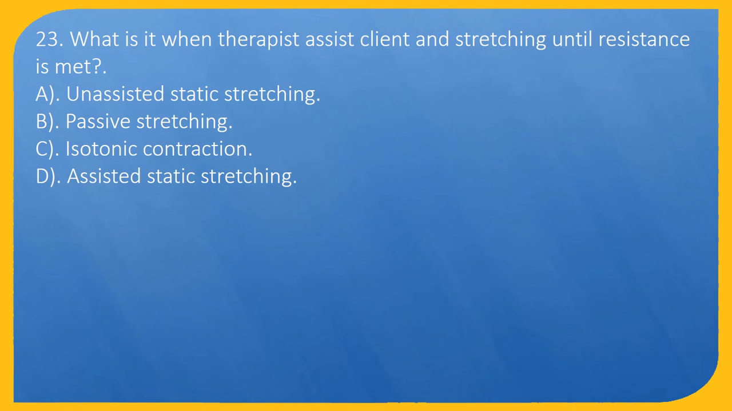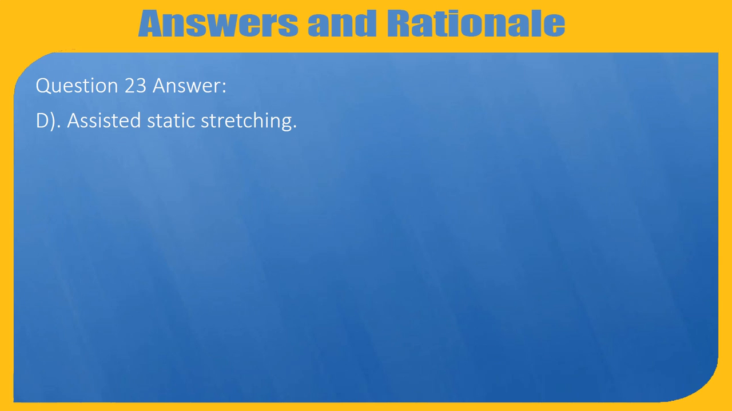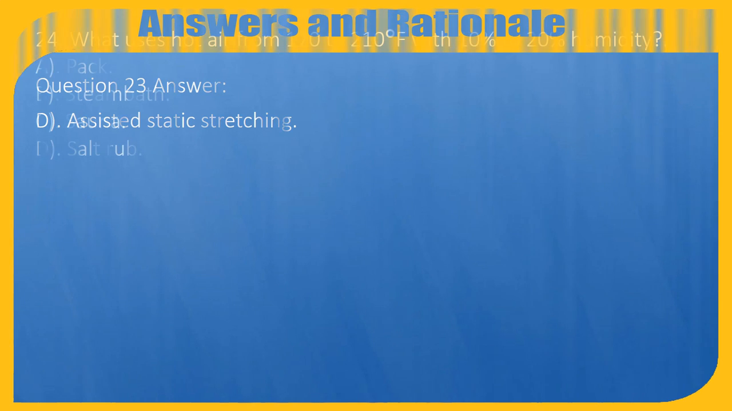Question 23. What is it when therapist assists client in stretching until resistance is met? A. Unassisted static stretching. B. Passive stretching. C. Isotonic contraction. D. Assisted static stretching. Question 23. Answer D. Assisted static stretching.